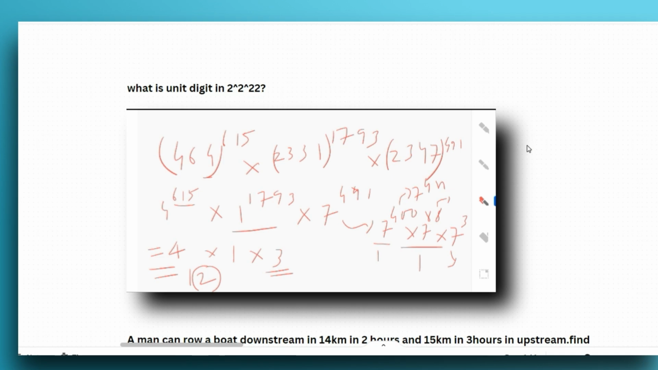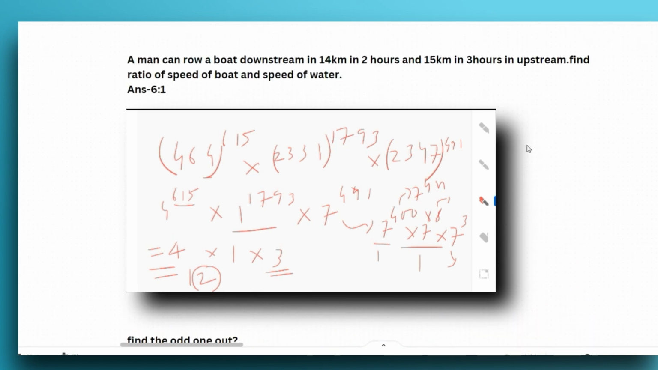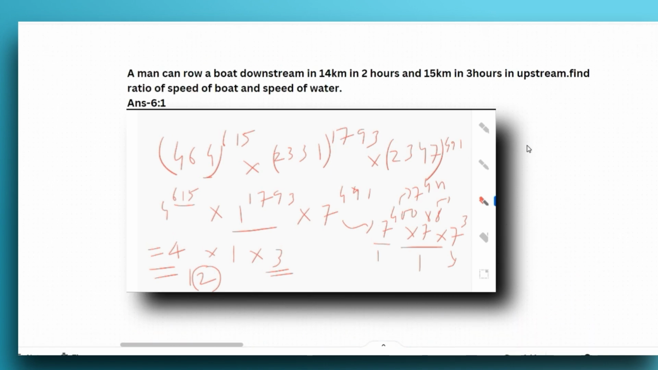So just remember that, this will be more clear. Okay, so let's go to the next question. This question is a quick question for you. Please solve the problem. This is from speed and distance.